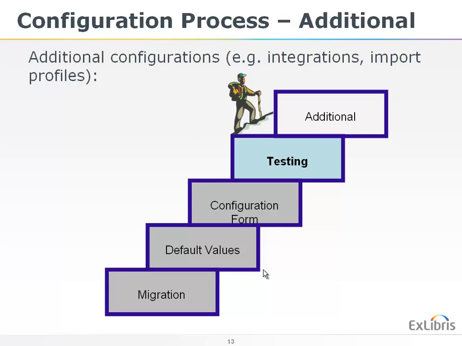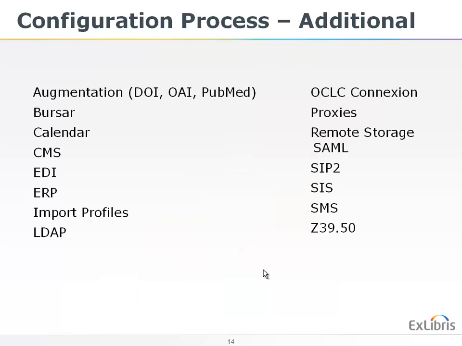Although the configuration form contains most of the configurations you will need before going live with Alma, you will likely want to make additional configurations before going live. A list of these configurations, with reference to the relevant sections in the online help, is contained in the customer guide document which accompanies the configuration form.